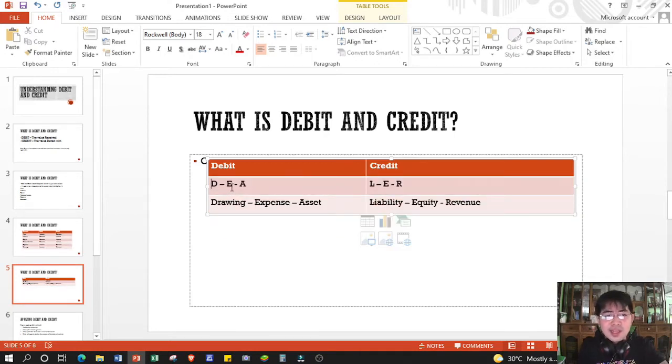So, kaning naa diri sa DEA, these are the accounts increased by debit. And kani sila, these are the accounts increased by credit. So, kung gusto natin na sila bawasan, the opposite, debit. So, kung kani sila, gusto natin na sila bawasan, kailangan natin na sila i-credit.